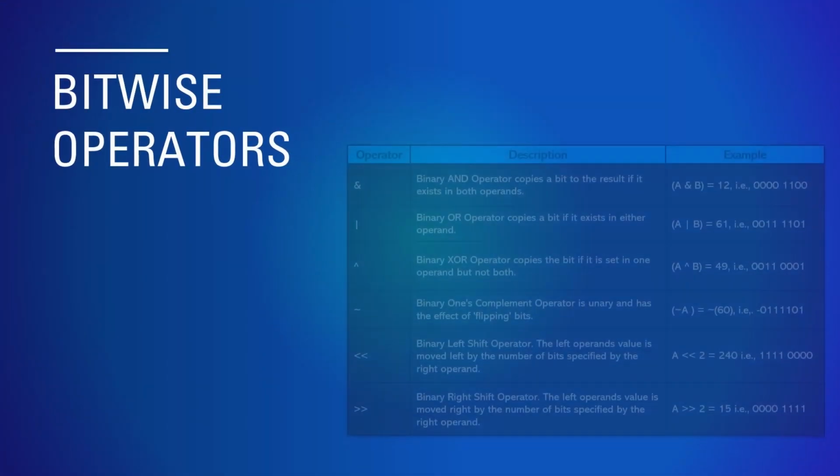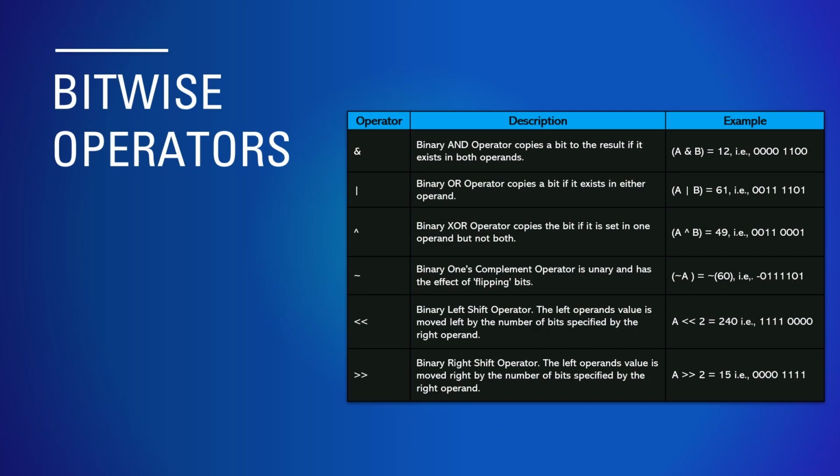Look at bitwise operators. These are operators that are performed on actual bits of data. What do I mean by bits of data? You may or may not know this, but a computer only understands binary language. That means it can only understand 0 or 1.